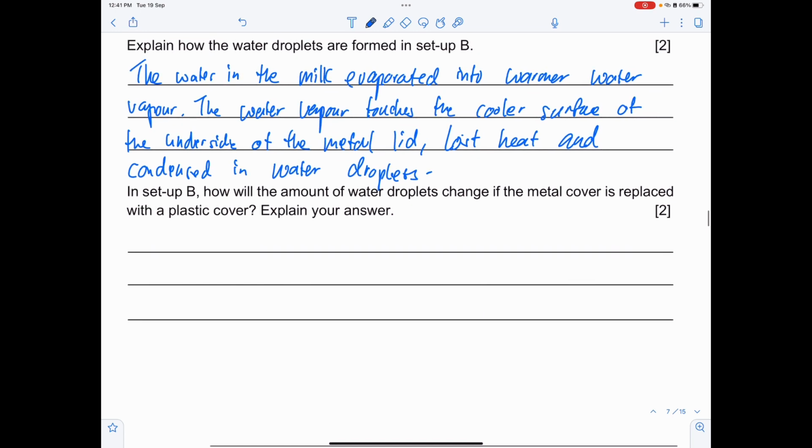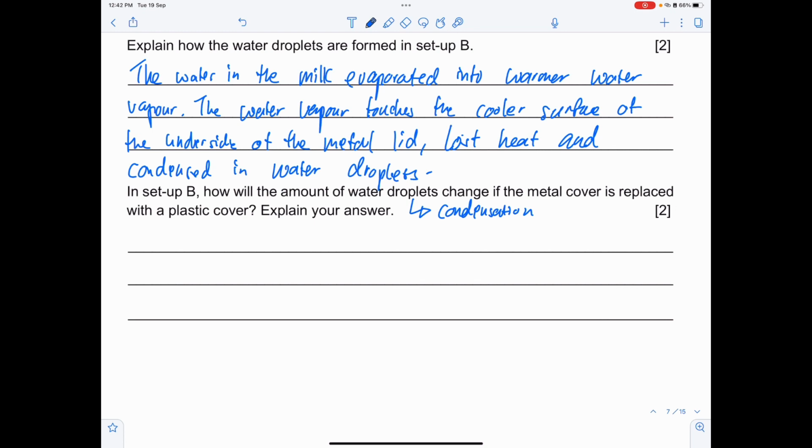Next, last one. In setup B, how will the amount of water droplets change if the metal cover is replaced with a plastic cover? So the key thing here is this is the change variable. So you compare what's the difference. When it comes to condensation, remember water droplets, this tells you that I'm concerned with condensation. So what affects the rate of condensation? Rate of heat loss. The faster the heat is lost from the water vapor, the faster it will condense.